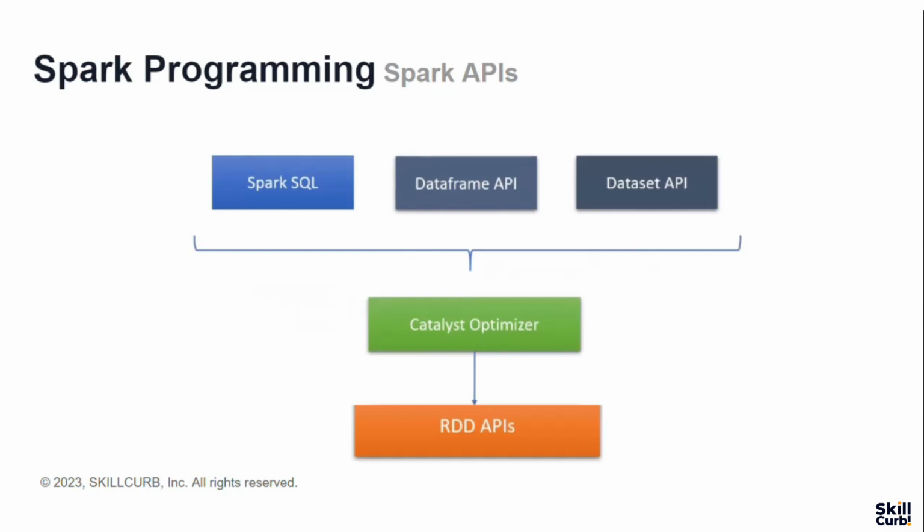The next one is the Catalyst optimizer. We write code using Spark SQL, DataFrame APIs and Dataset APIs. This code is then submitted to Spark for execution. Before that, the code passes through the Catalyst optimizer, which decides how it should be executed and lays out an execution plan for it. Finally, the Spark SQL, DataFrame APIs, and Dataset APIs are your preferred choices.